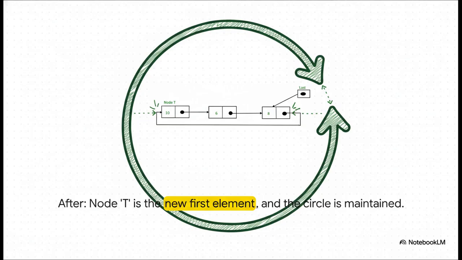You can see node T is now pointing to what was the first node, and crucially, the node that was at the end of the chain has updated its pointer to aim at T. The new node is integrated, and our circle is still perfectly intact.